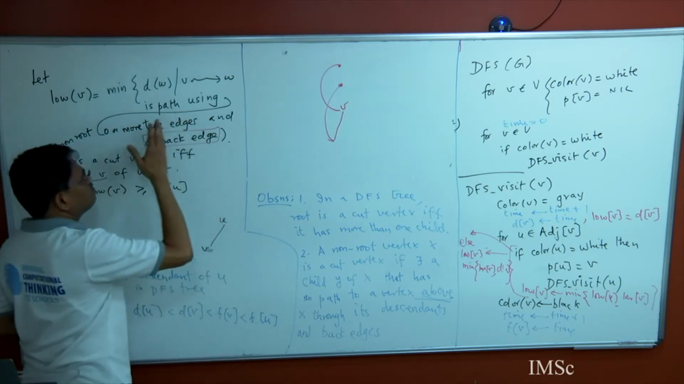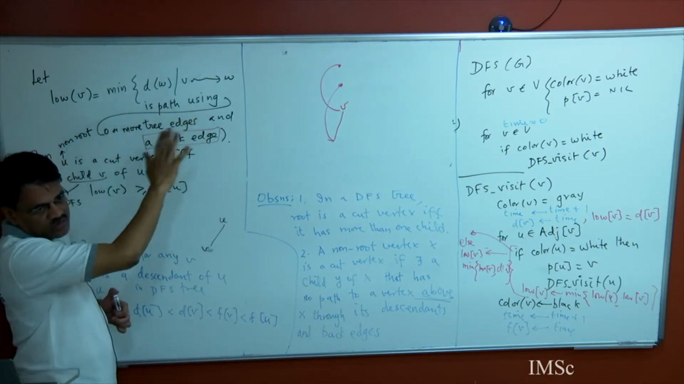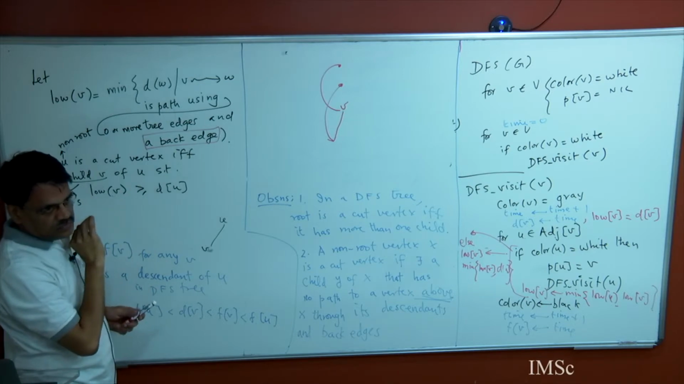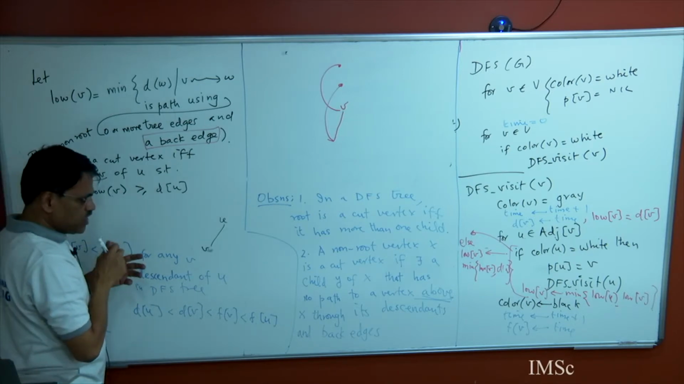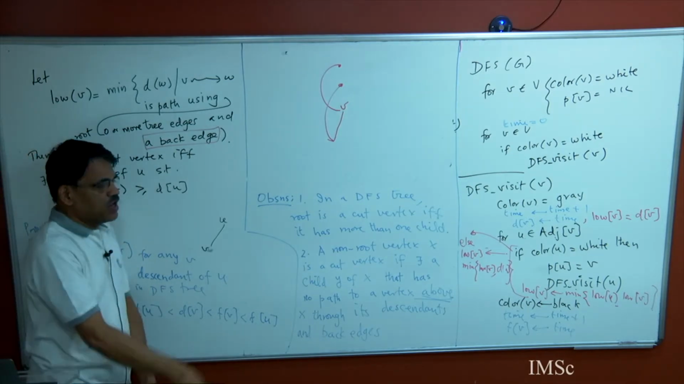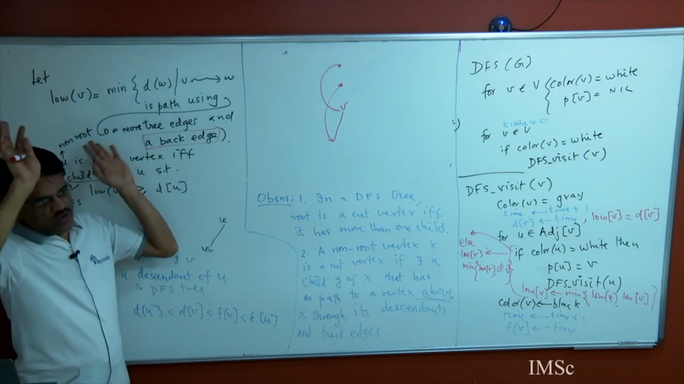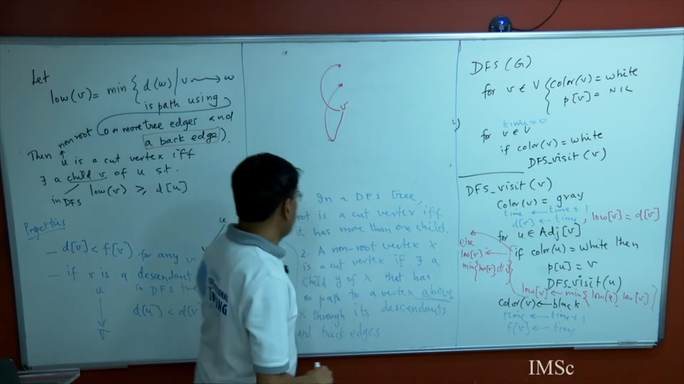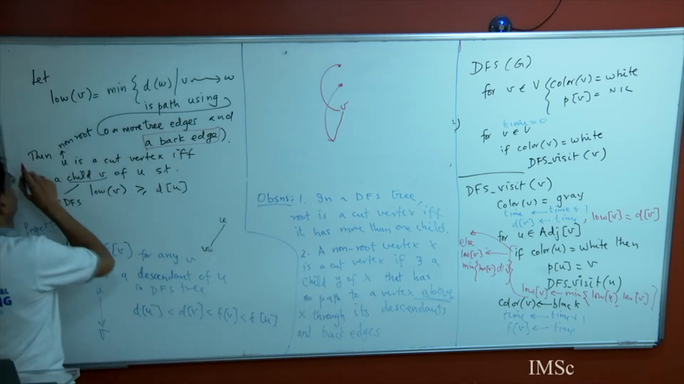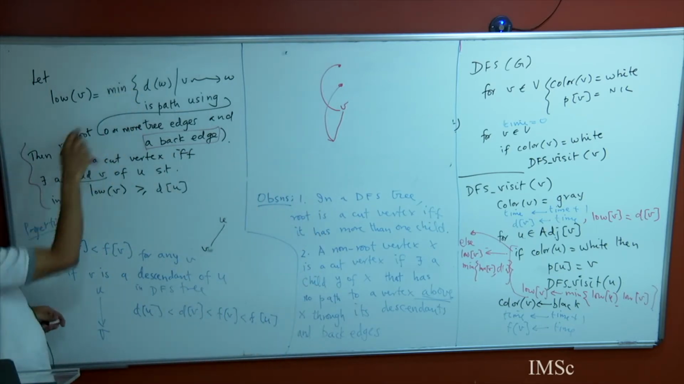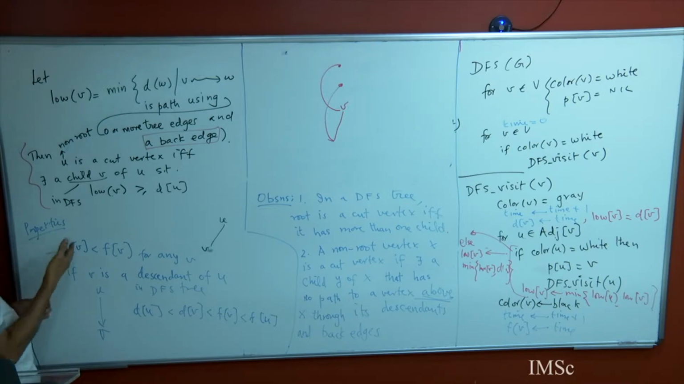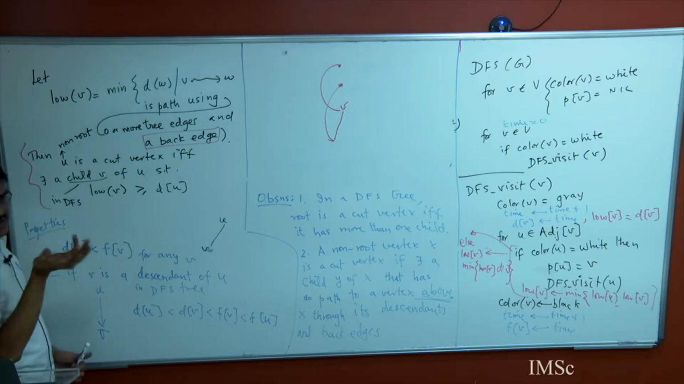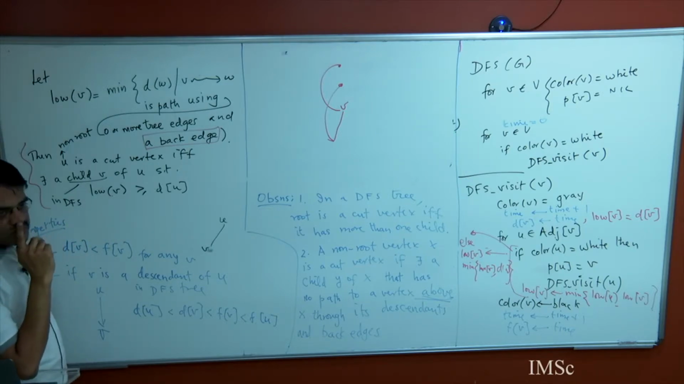I mean, this is the definition of low value. It is using 0 or more tree edges and one back edge, how far we go. That's all it is, and that is being computed here. Now you can question this statement. Given that definition of low, let's check whether this is true, if that's what you're trying to do.